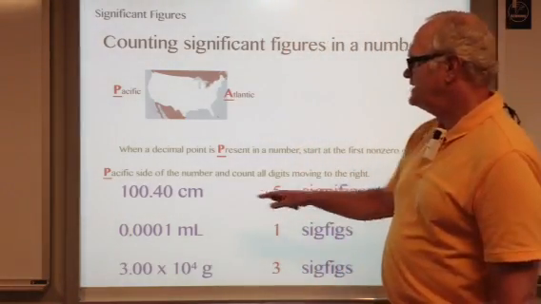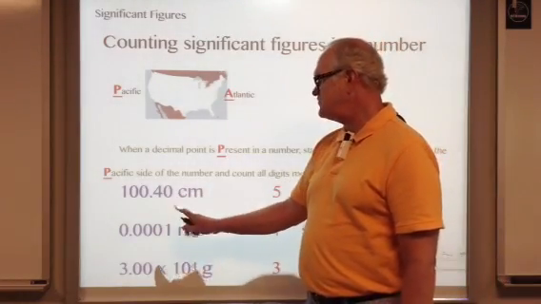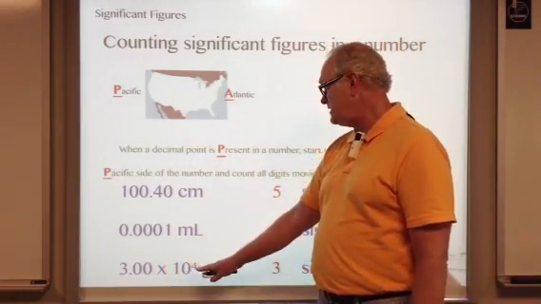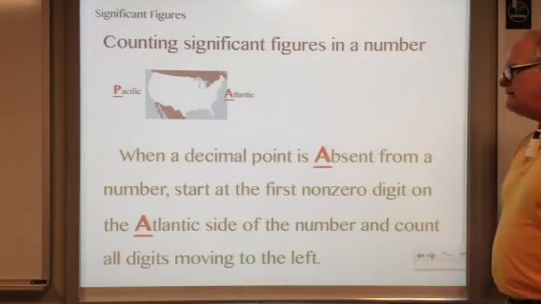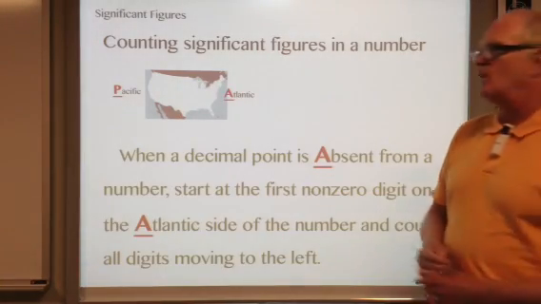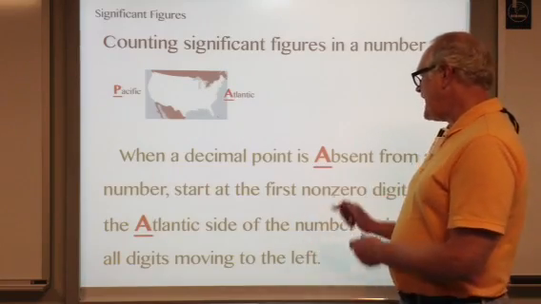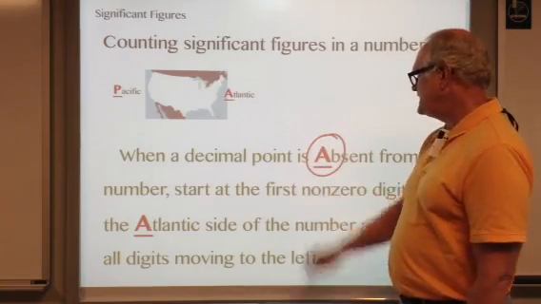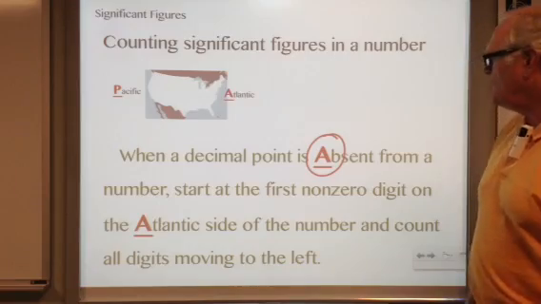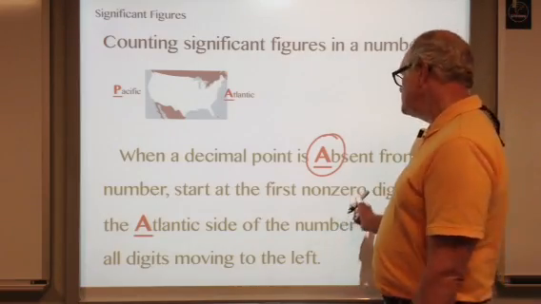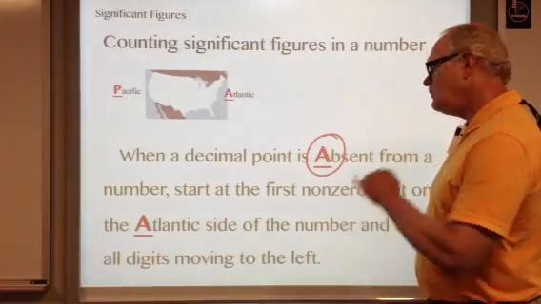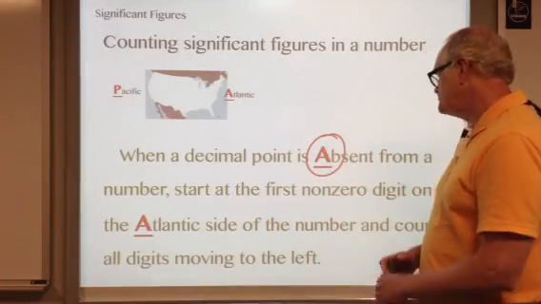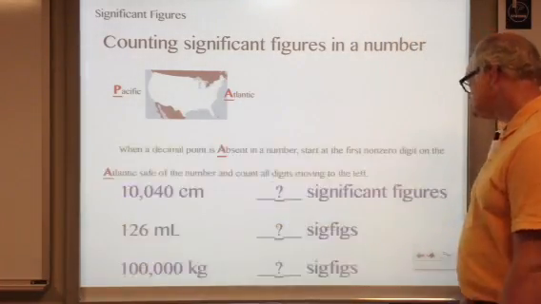This is a summary of our answer. 5 significant figures, just 1 significant figure, 3 significant figures. What about a number that doesn't have a decimal point? Well, when the decimal point is absent, there's our highlighted letter A. We're going to start at the first non-zero digit on the Atlantic side, or right side of the number, and we're going to count all the digits as we move towards the left.